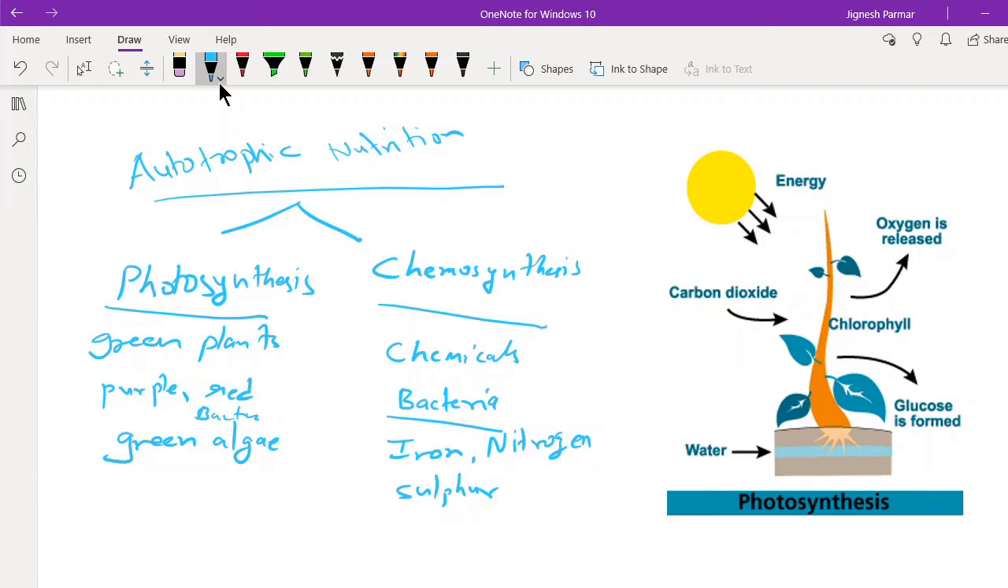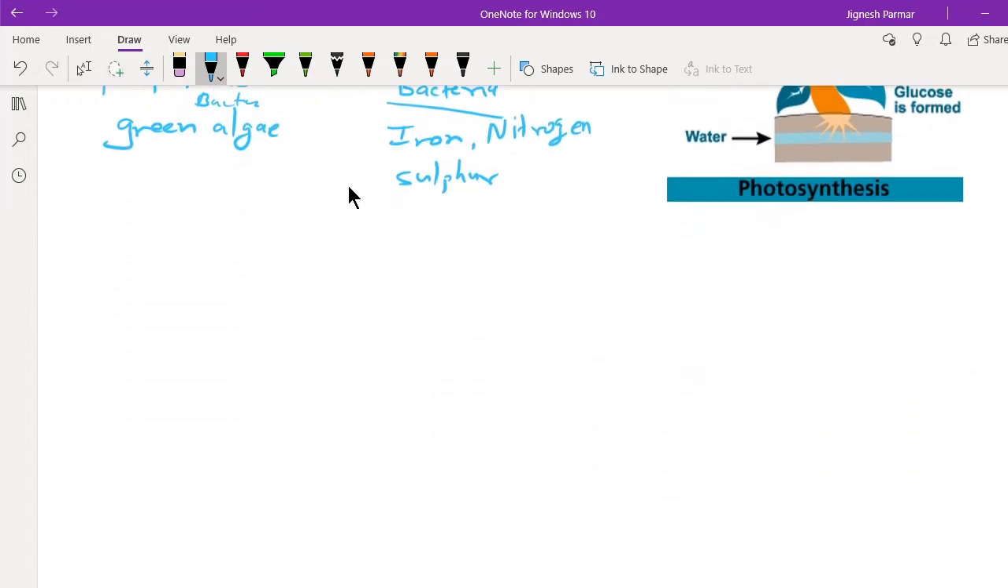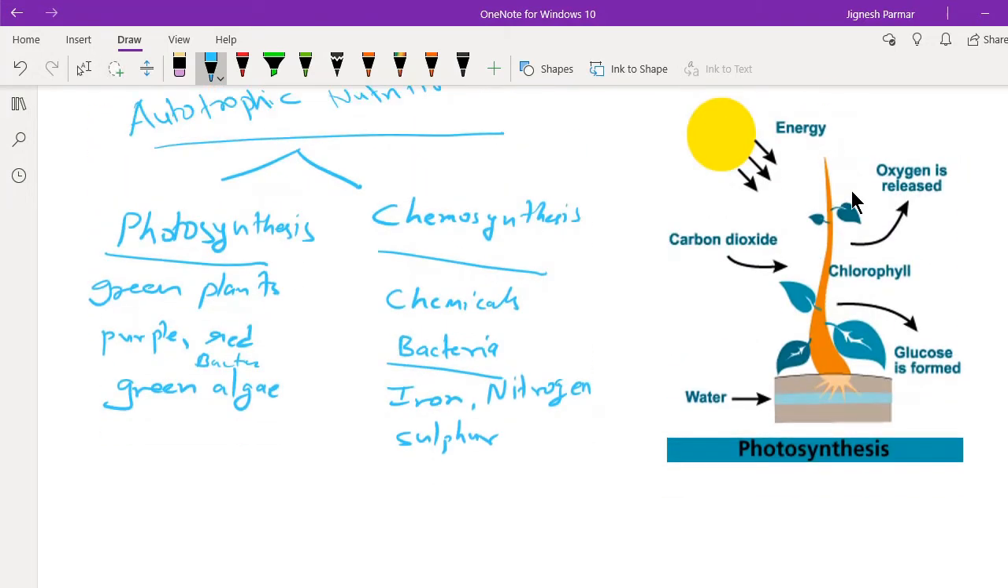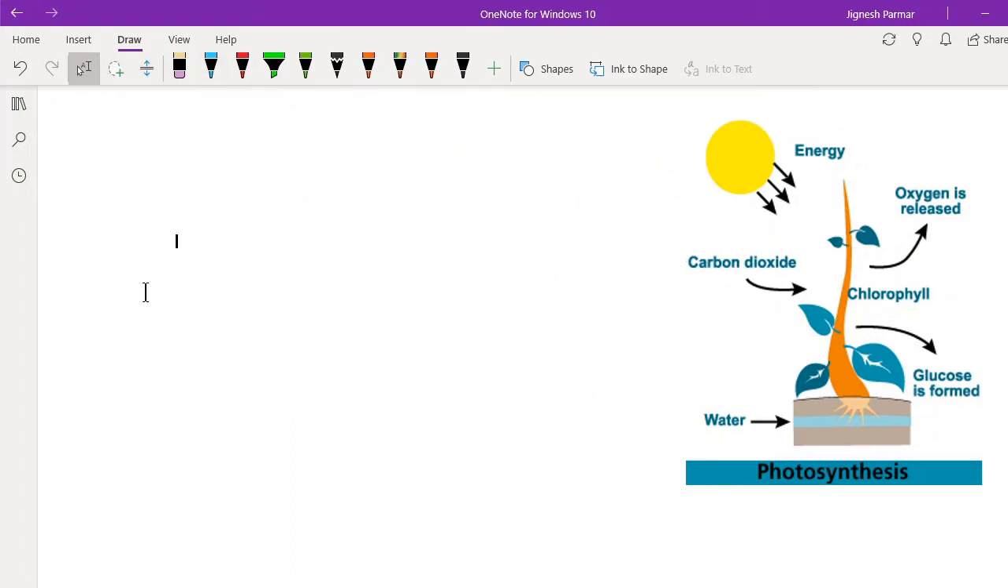Now what happens in photosynthesis? How does it take place? A plant has different parts. What are the components they are going to use? I'm going to take this picture, which will be helpful to us in many ways.